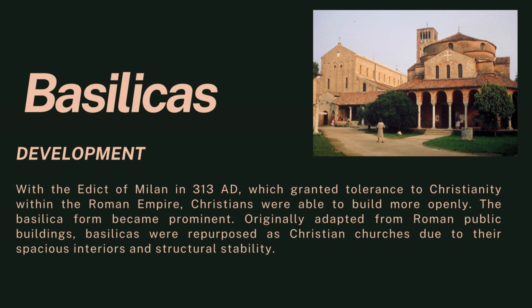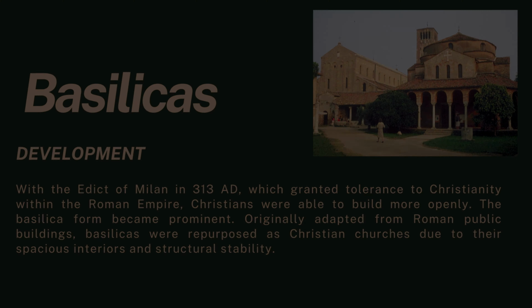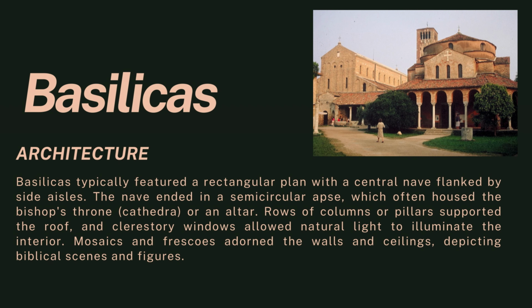Let's talk about its architecture. Basilicas typically feature a rectangular plan with a central nave flanked by side aisles. The nave ended in a semicircular apse, which often housed the bishop's throne, the cathedra, or an altar. Rows of columns or pillars supported the roof, and clerestory windows allowed natural light to illuminate the interior. Mosaics and frescoes adorned the walls and ceilings, depicting biblical scenes and figures.